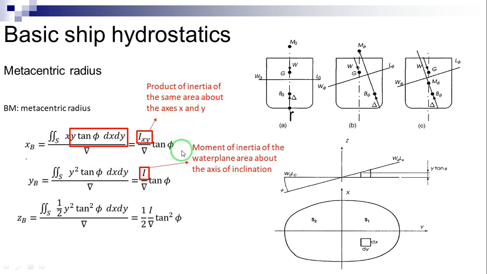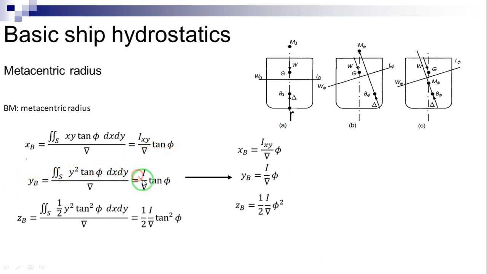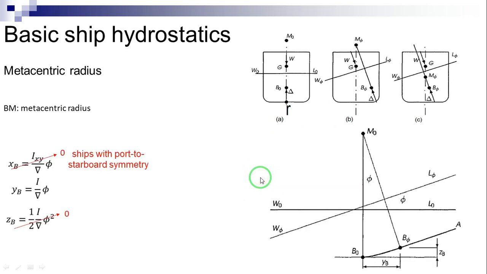As we assumed that the angle phi is small, these equations are reduced to these equations. The coordinate z can be neglected totally for small angles of phi, as it is second order. For ships with port to starboard symmetry, the product of inertia is also 0. Therefore, B0 B phi is essentially equal to yB as shown in this figure. Based on this figure, the length of the curve B0 B phi is equal to BM phi.